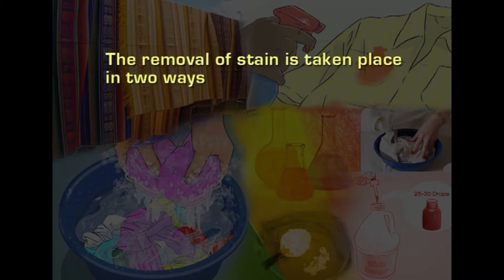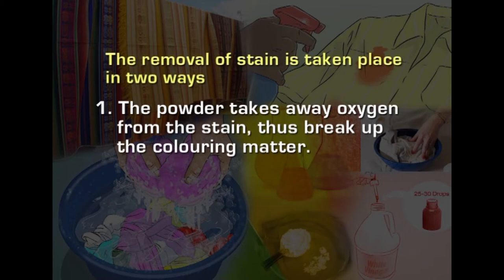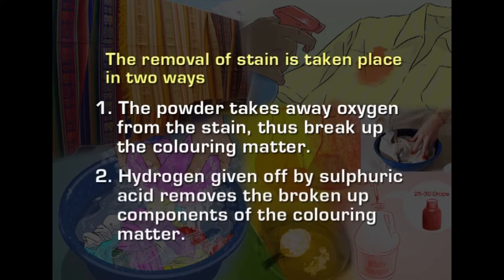The removal of stain takes place in two ways. First, the powder takes away oxygen from the stain, thus breaking up the coloring matter, and secondly, hydrogen given off by sulfuric acid removes the broken up components of the coloring matter. The concentration of solution varies according to the resistance of stain and nature of fabric. The fabrics then should be rinsed thoroughly in water containing high concentrations of soap.